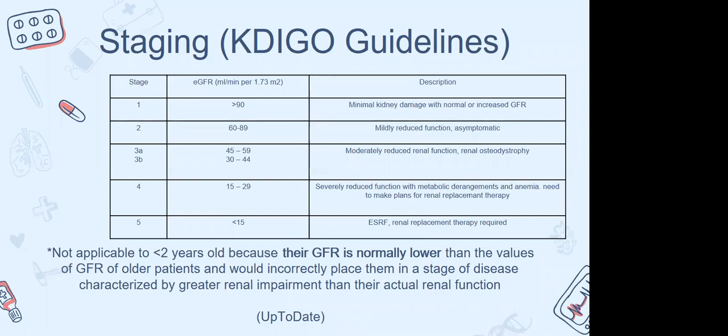So this staging, according to the KDIGO guidelines, is not applicable to patients who are less than 2 years old, because their GFR is normally lower than the value of the normal adult GFR. So if you use this staging, they can be incorrectly staged, characterized by greater renal impairment than their actual renal function.